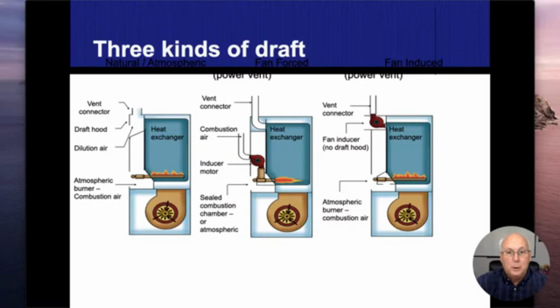Nowadays, what we do is what we call induced draft. On the third one, the far right one, we're looking at our inducer fan here. When that's running, it actually creates a negative pressure inside the heat exchanger. It creates a positive pressure afterwards.